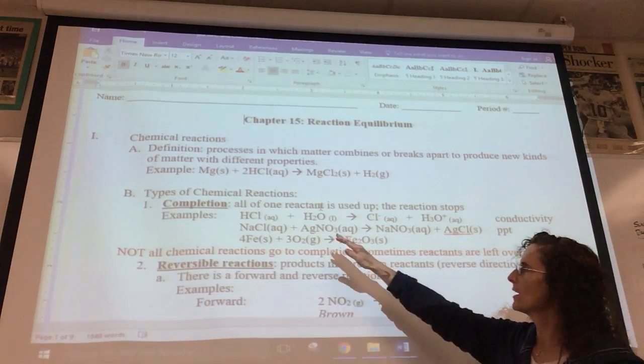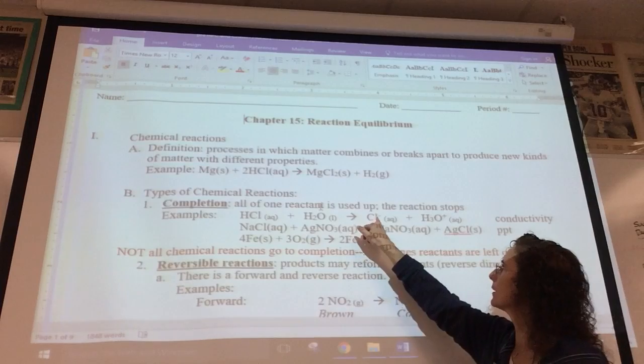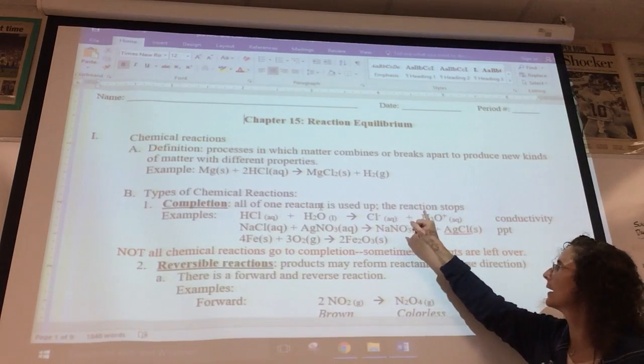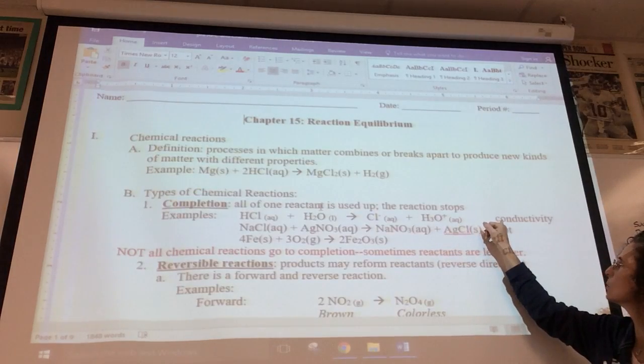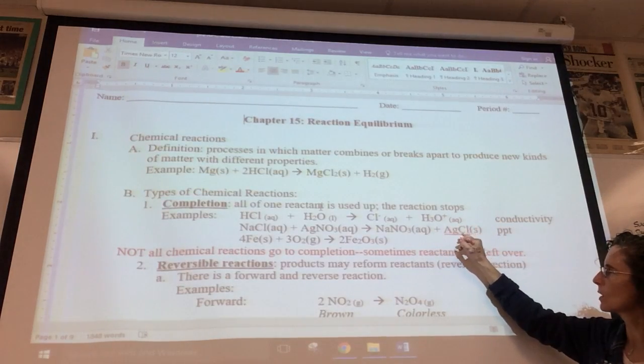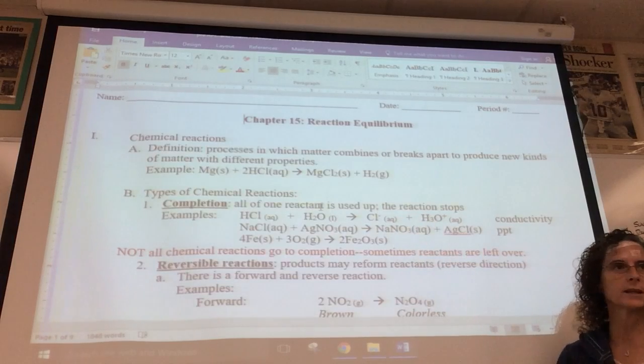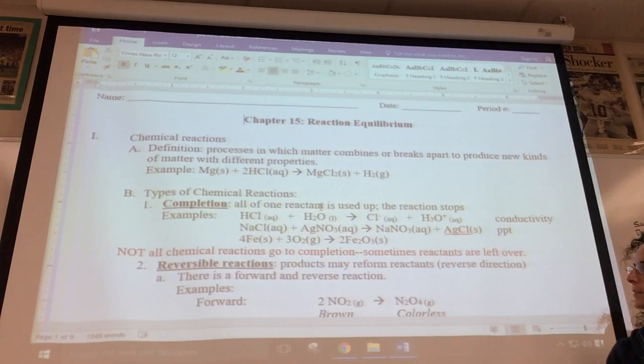For example, hydrochloric acid reacts with water to generate chloride ion and hydronium ion, and you can show this in regard to conductivity because the ions can move freely and they will conduct electricity, which can be measured.